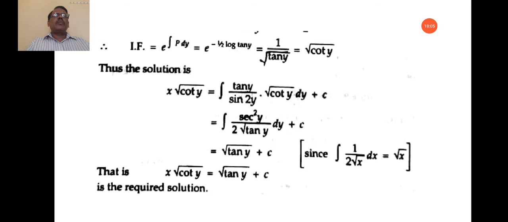So here put t equal to tan y, which gives 1 by 2 root t form. So it is equal to root t on integration. This is equal to root of tan y plus c. Therefore the solution of the given equation is x into root cot y is equal to root of tan y plus c. This is the required solution of the given differential equation.